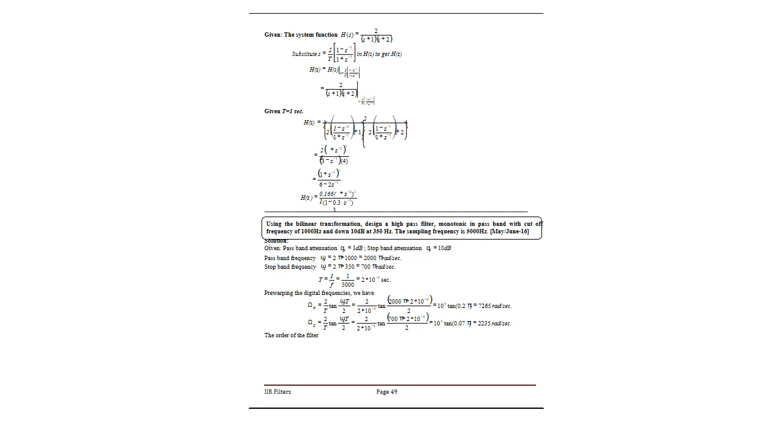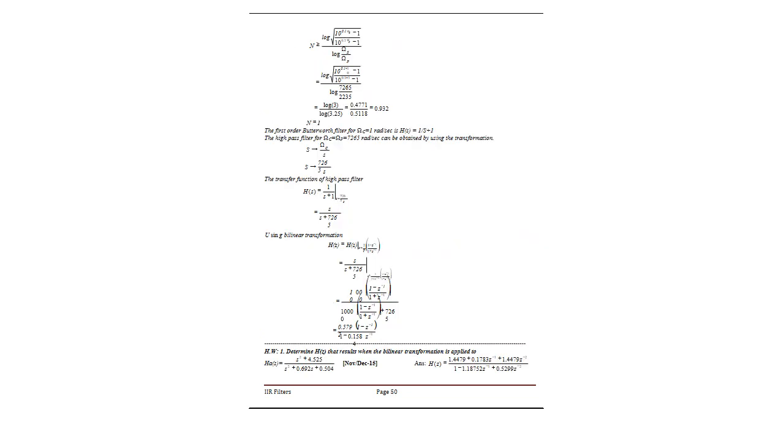So that is T is equal to 1 by f, we will get the answer. So pre-warping the digital frequencies, we have Ω p is equal to 2 by T tan (ω p T by 2), and then Ω s is equal to 2 by T tan (ω s T by 2). Okay. So the order of the filter is N greater than or equal to log root of, so that is N value we have to substitute and find out the value as N equal to 1.